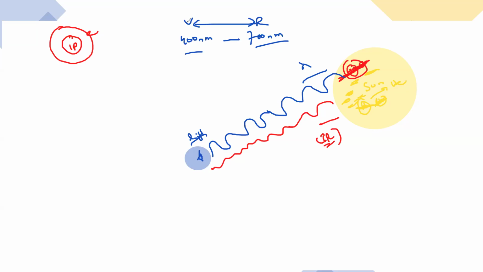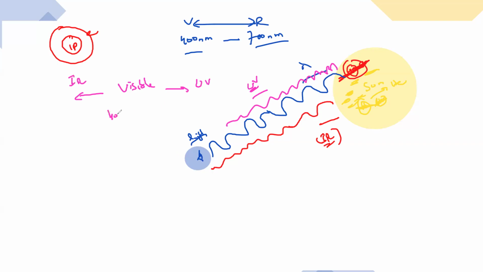But if the wavelength is shorter than 400 nanometer, if the wavelength of a wave is shorter than 400 nanometer, then what will it be? It will be UV, or ultraviolet radiation. Because we have visible, after visible we have UV, and before visible it is infrared.